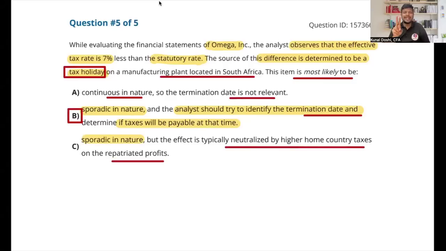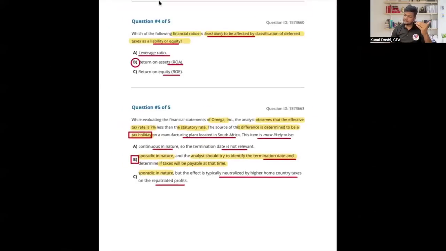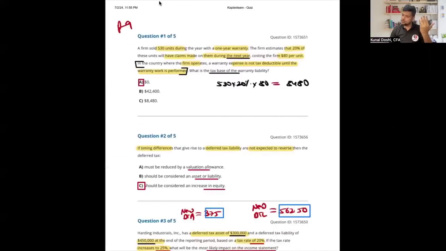So we need to identify whether it's a permanent or a temporary difference. Tax holiday, remember, is a temporary difference. And we need to see when this tax holiday will terminate, because if it is going to terminate, then it will reverse in the future. And therefore, it's not a permanent difference. Understood? Clear? Quite an intense topic. Clear?